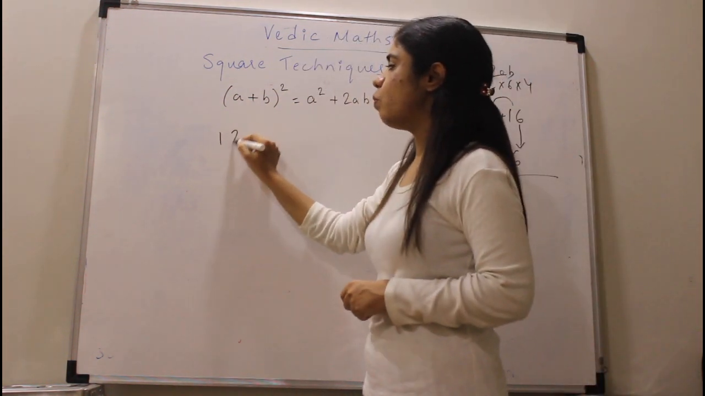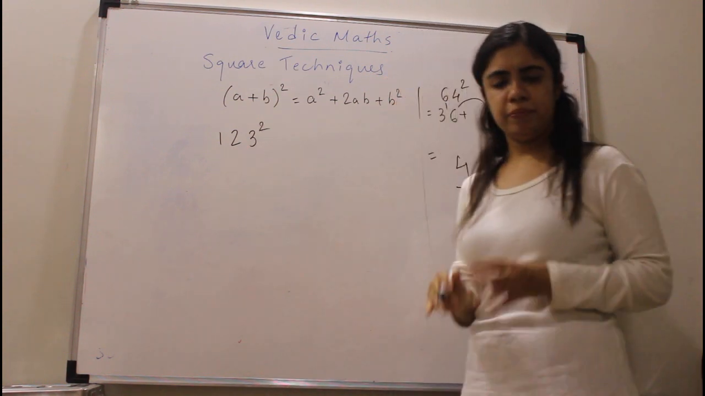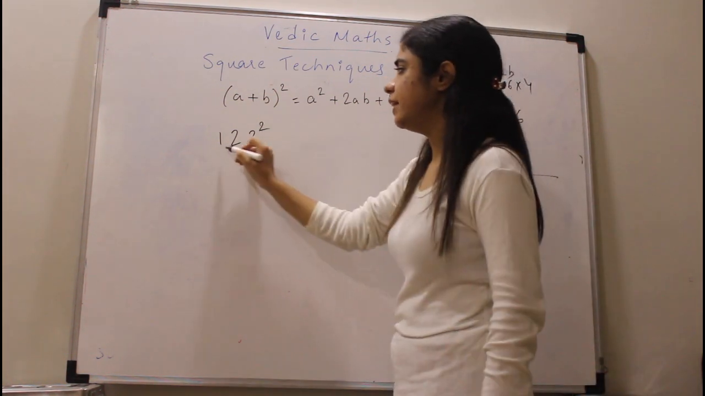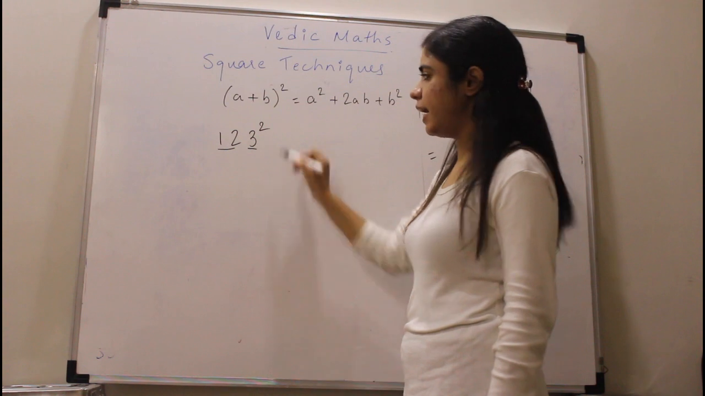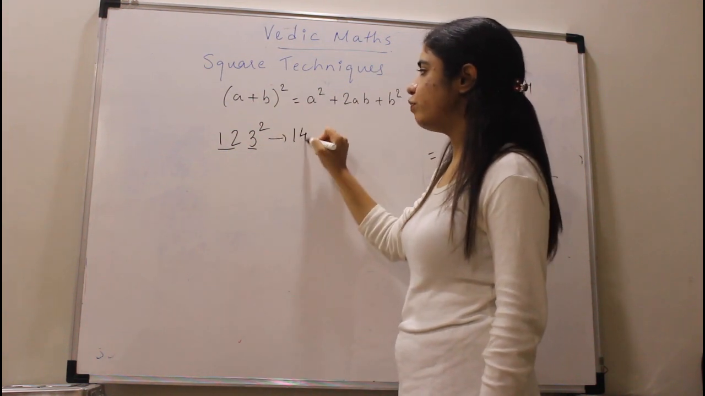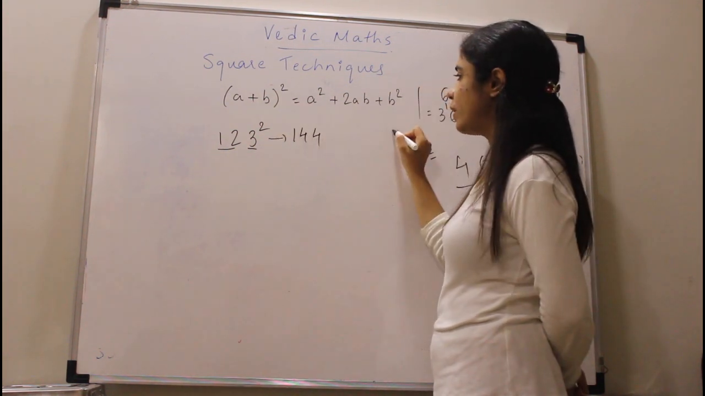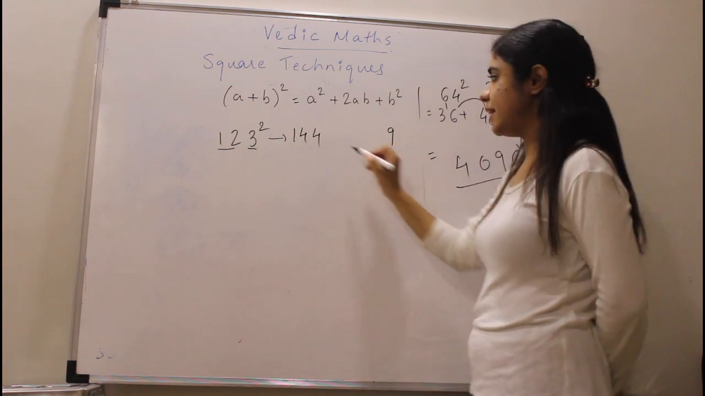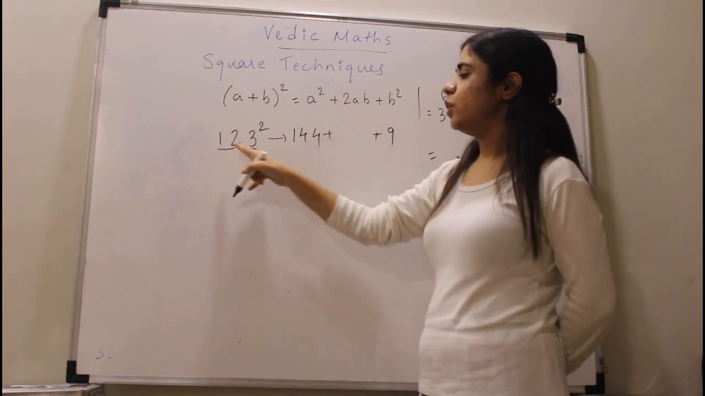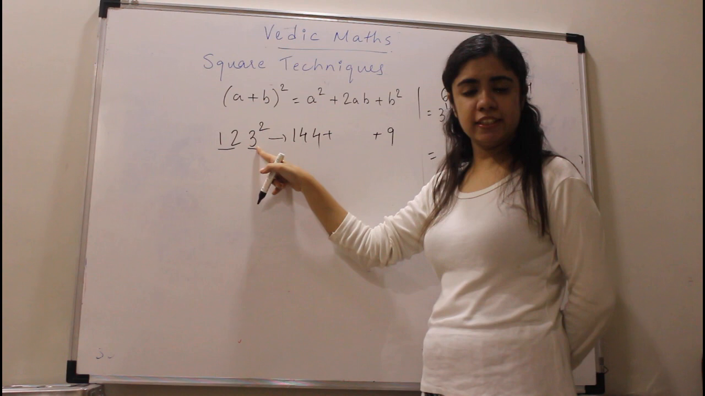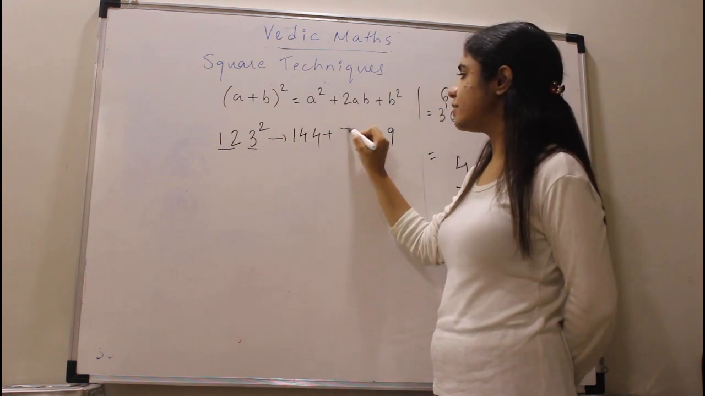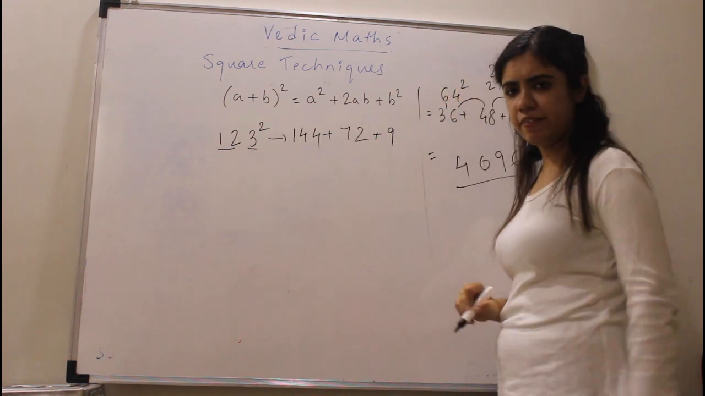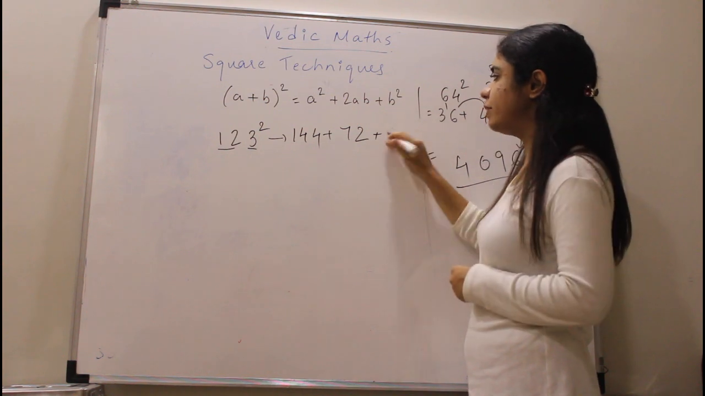Suppose if I ask you what is 123 square. हम लोग generally split कैसे करते हैं? 12 and 3. ठीक है? So 12 square is 144. 3 square is 9. ठीक है? And बीच में 12 into 3 is 36. 36 का डबल हो जाएगा 72. ठीक है? 72.